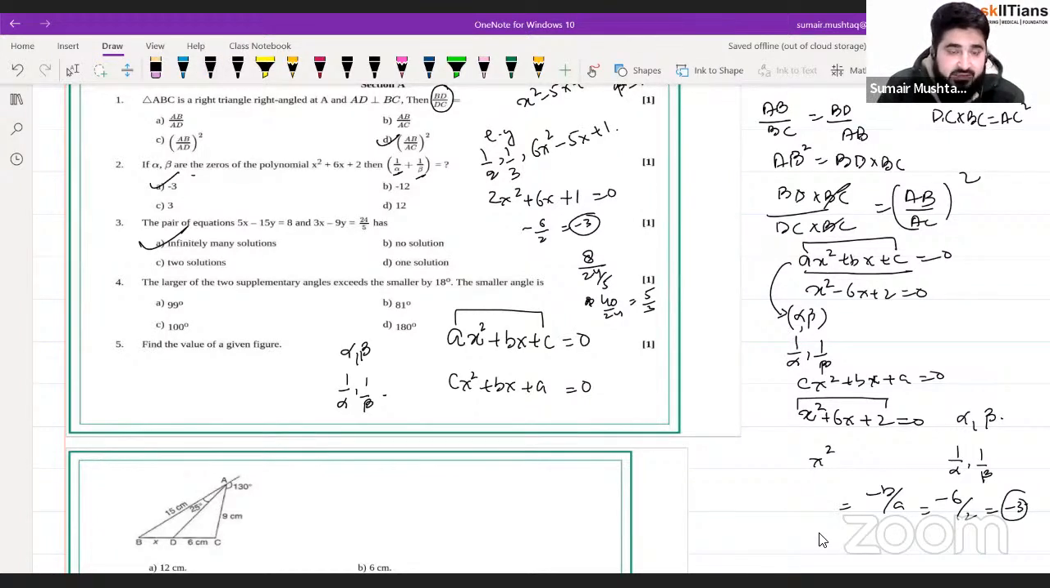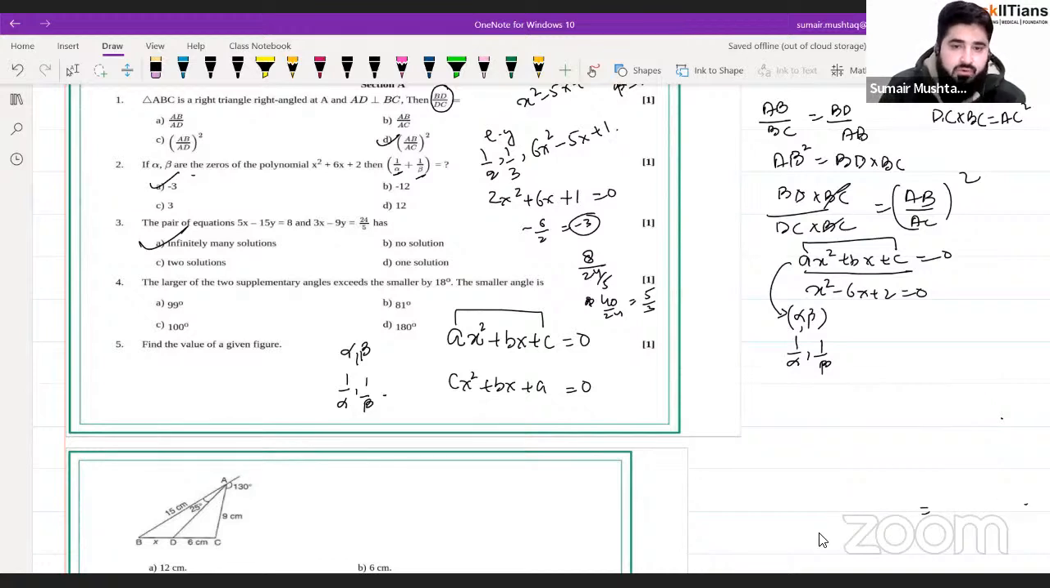Is that clear? See, the larger supplementary angle. So I have to take two angles, and the larger supplementary angle exceeds the smaller by 18. Okay. What you have to do? You have to find what is the smaller angle. Easy. Very easy. So supplementary means their sum should be 180. So x plus y should be equal to 180. And the difference will be 18, isn't it? x minus y will be 18.